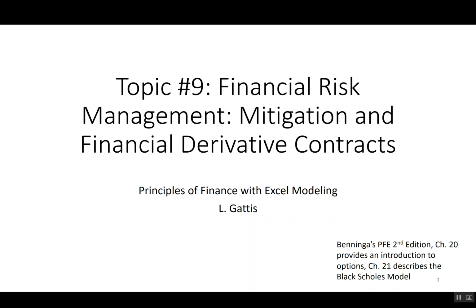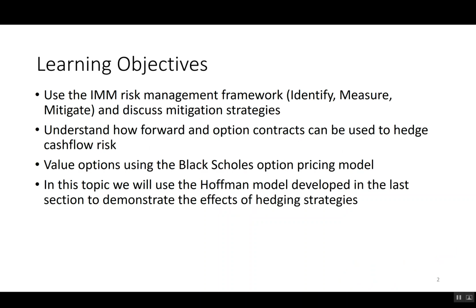Benninga's Chapter 20 provides a nice introduction to options, and Chapter 21 describes the Black-Scholes model in much more detail than we will. So in this topic, we're going to use the IMM Risk Management Framework, identify, measure, mitigate, to discuss mitigation strategies, understand how forward and option contracts can be used to hedge cash flow risk, and value options using the Black-Scholes option pricing model. We're going to continue using our example introduced in topic 8 and then in topic 8a on the Hoffman gold mines.